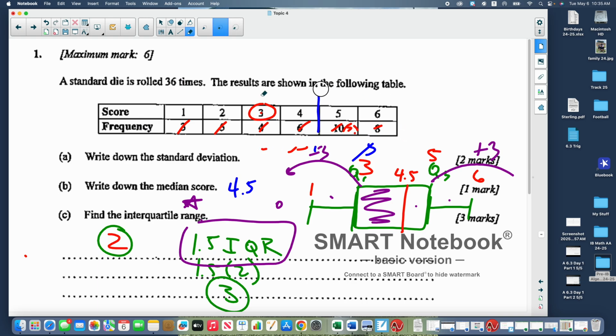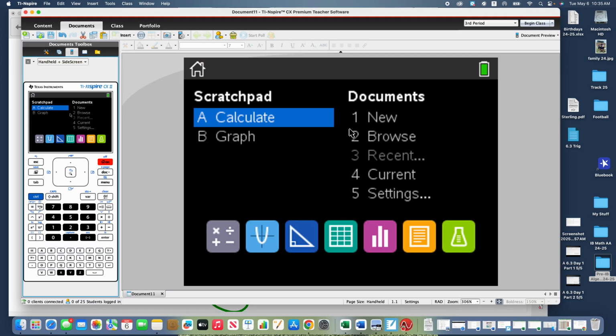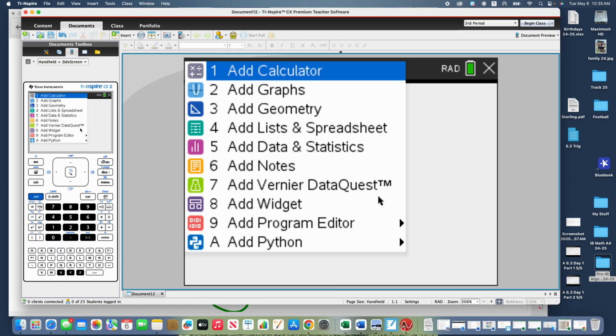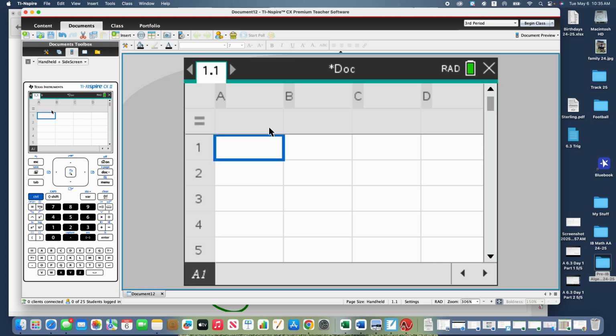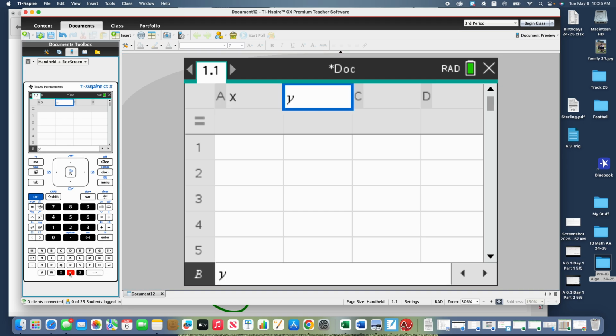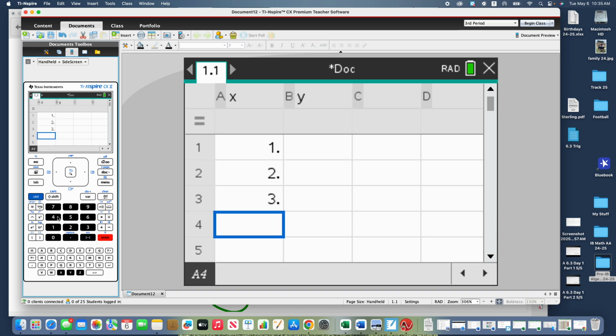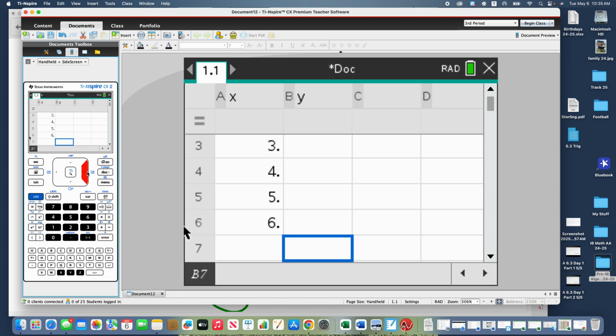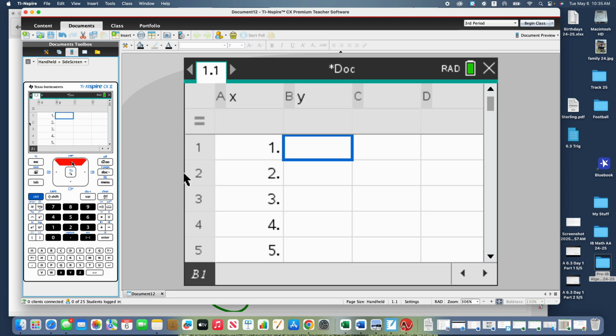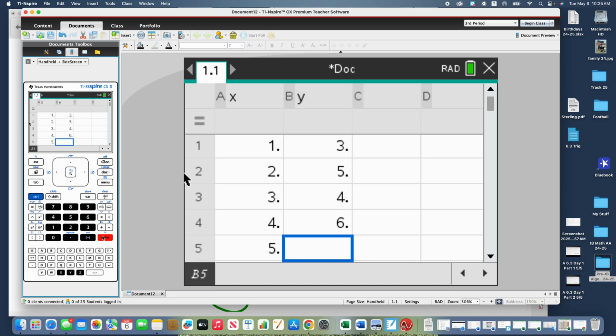If I were to do this in the calculator, how do I enter something like this? Where do I go? List and Spreadsheets. So I'm going to walk you through, again, some calculator work. I'm going to say this is X and this is Y. And this is 1, 2, 3, 4, 5, 6. And I believe this is 3, 5, 4, 6, 10, 8. Is that right?